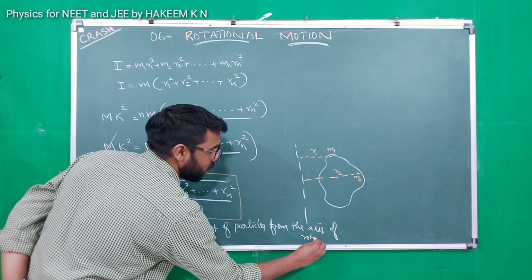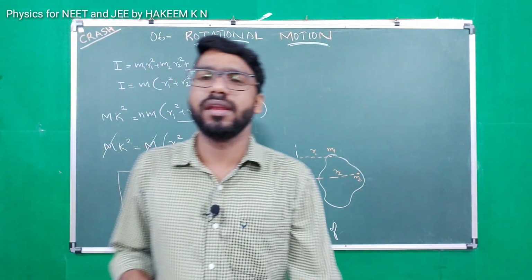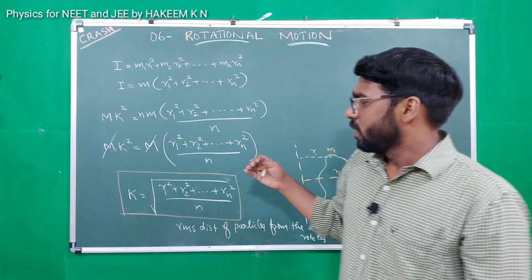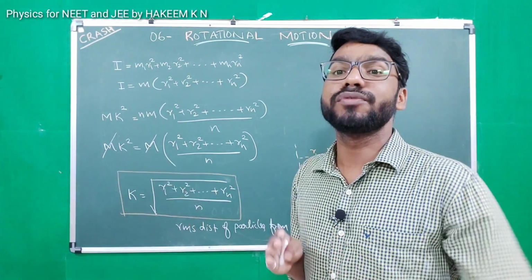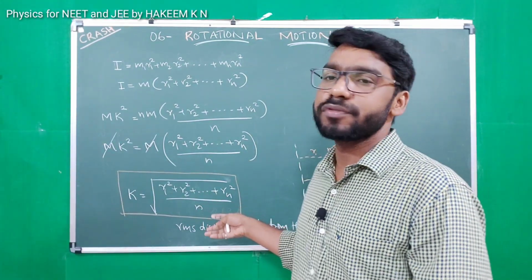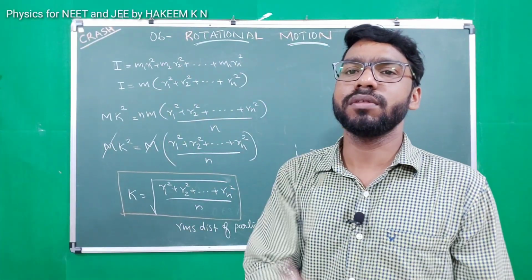This K actually indicates the perpendicular distance of the point where the whole mass of the body is concentrated from the axis of rotation.